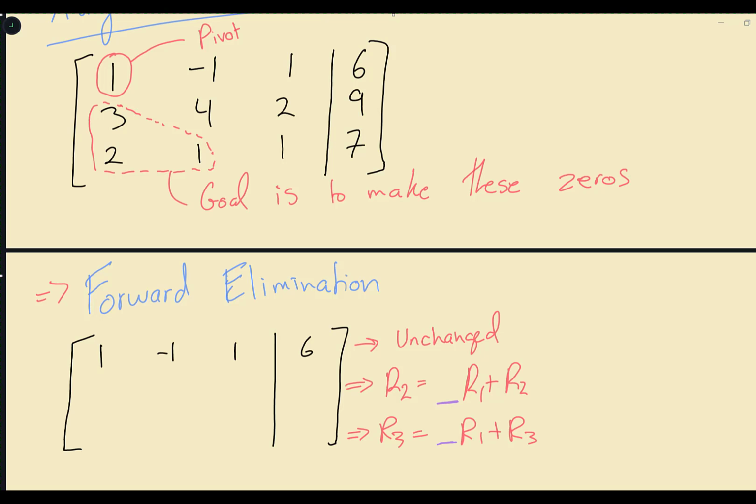Now the game is, what should that coefficient be to get a 0 in that first position in row 2? This would be -3 for row 2, because we have a 1 on top. If I multiply 1 by -3, plus 3 will get a 0. And how about row 3?